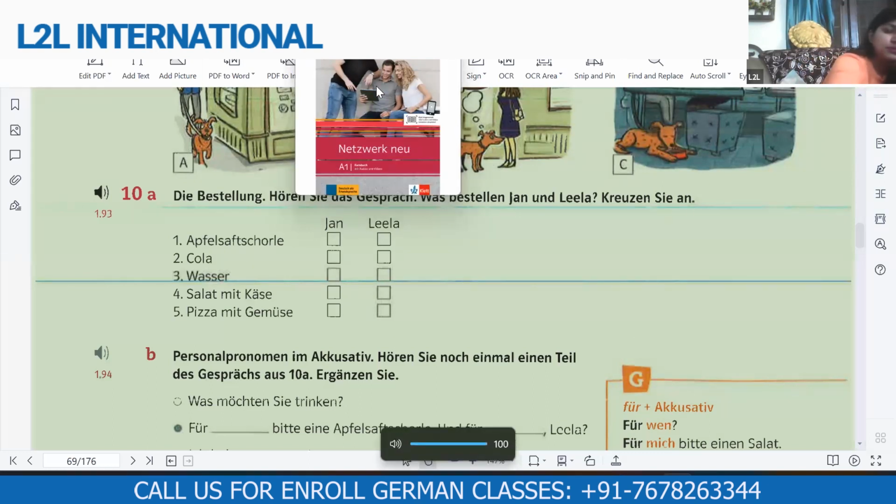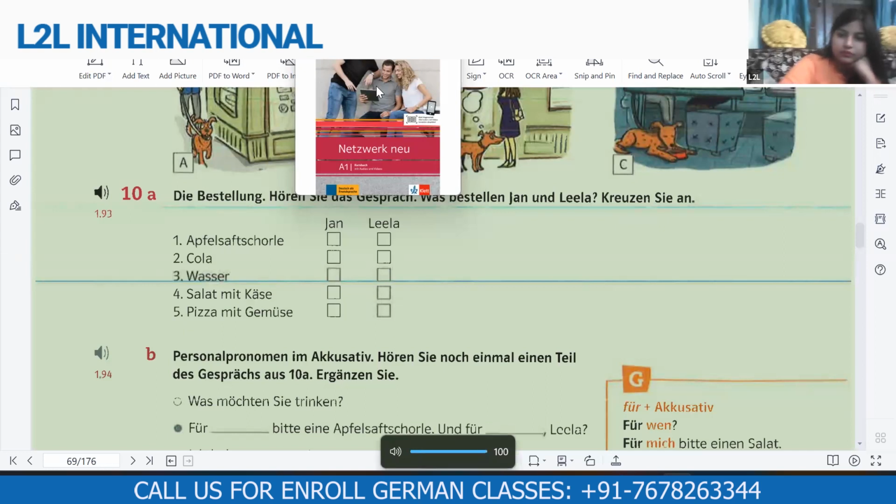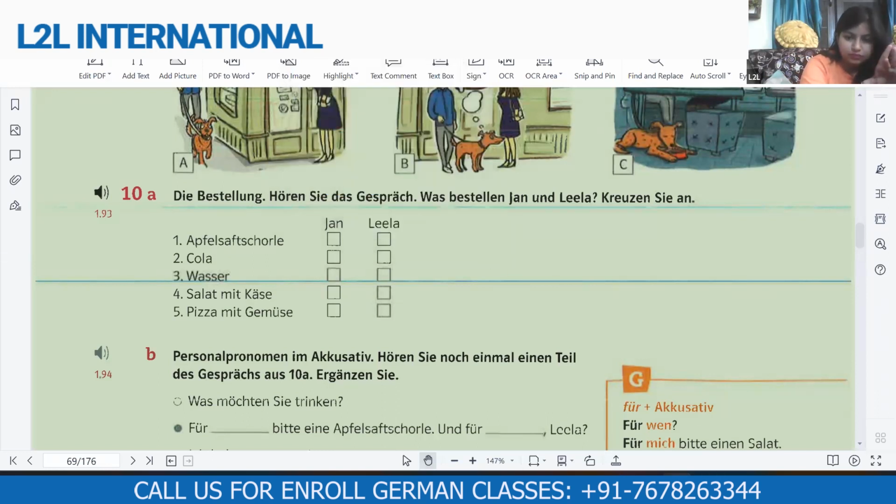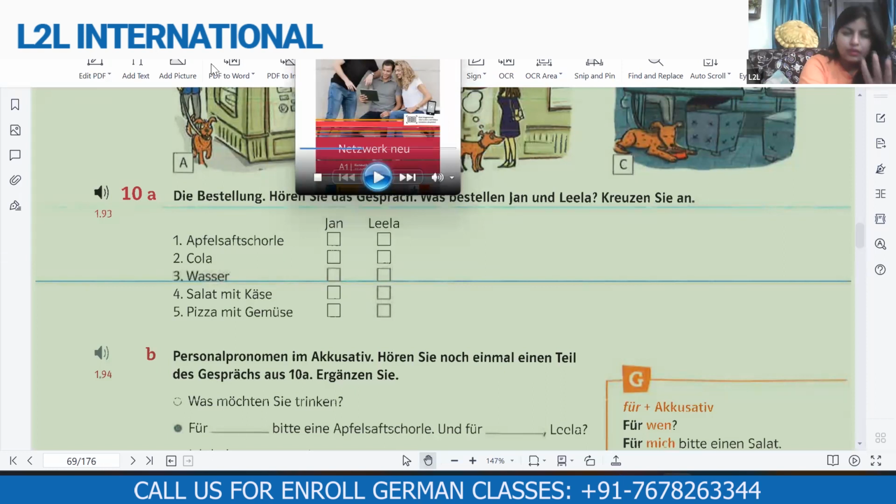Guten Abend. Hallo, wir möchten bestellen. Ja, gern. Was möchten Sie trinken? Für mich bitte eine Apfelsaftschorle. Und für dich, Lela? Ich lade dich ein. Oh, danke. Bitte eine Cola. Und was möchten Sie essen?